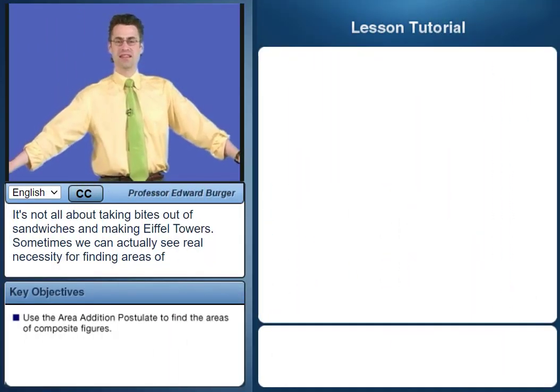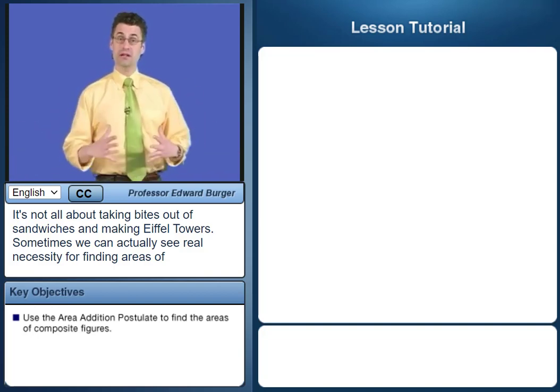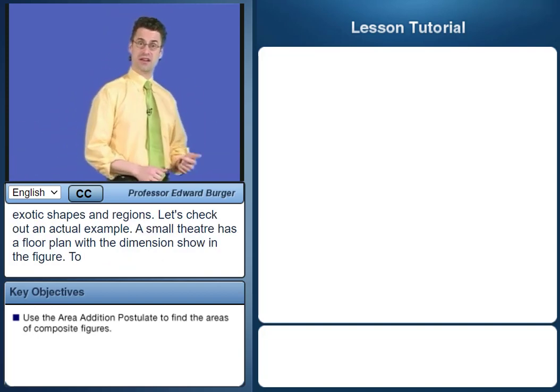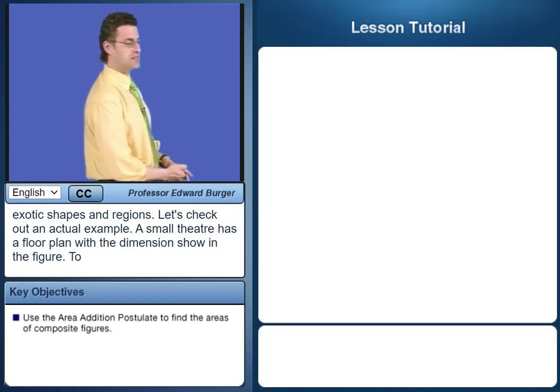It's not all about taking bites out of sandwiches and making Eiffel Towers, but sometimes we can actually see real necessity for finding areas of exotic shaped regions. Let's check out an actual example.